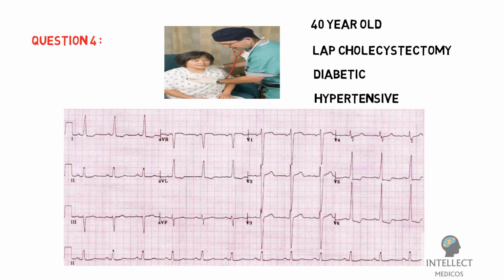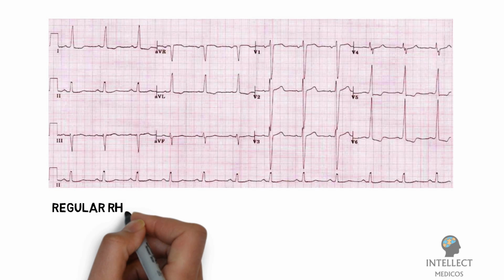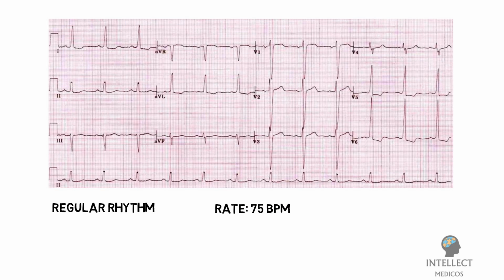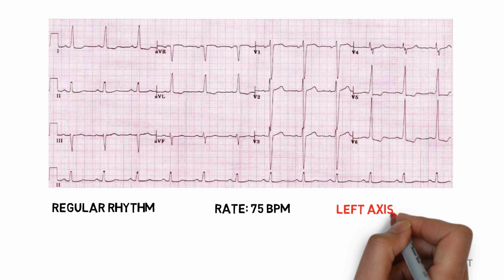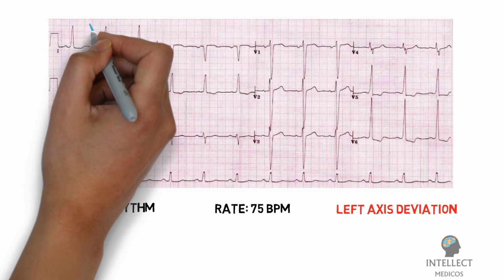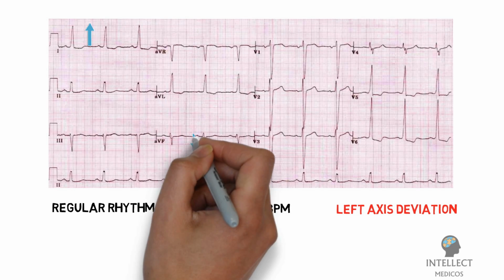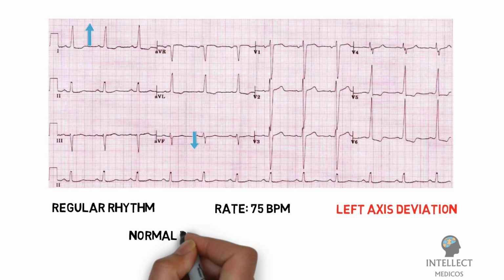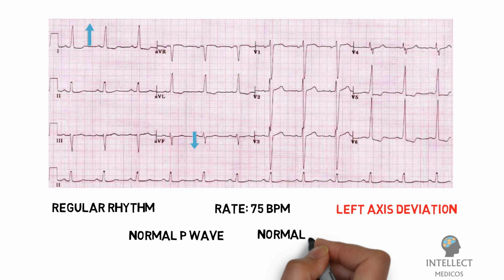Now let's interpret it step by step. Regular rhythm, rate is approximately 75 beats per minute. Left axis deviation, as you can see, lead 1 and AVF both are going in different directions. So remember, whenever they leave each other, then it's left axis deviation. There is normal P wave and normal PR interval.